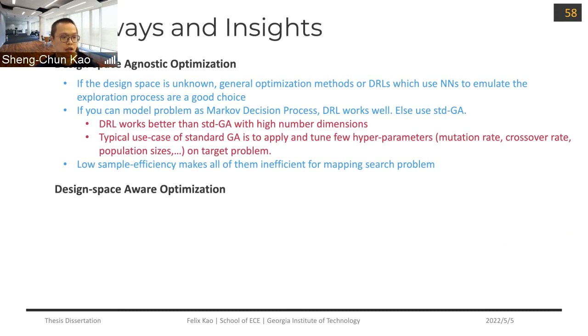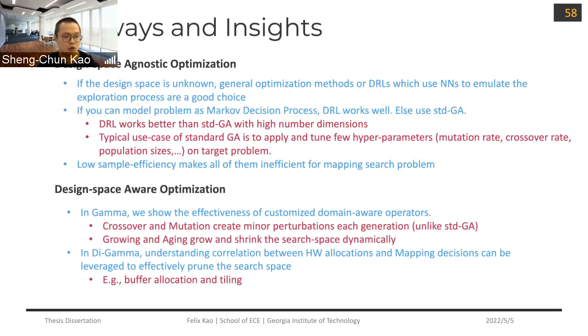I also want to remind us that standard GA is not as complex as Gamma, where you need to define every detail. Usually, you just need to tune a few hyperparameters like mutation, crossover, and so on. Of course, this kind of algorithm is design-space agnostic, so their challenge might be that they have lower sampling efficiency. In this work, we show Gamma.